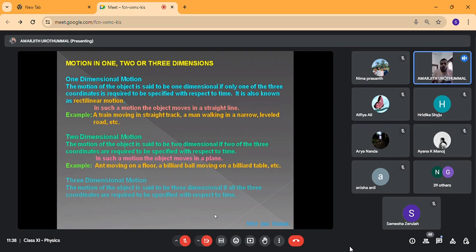When we normally walk, what all things do we have? Left, right, up, down, front, back. Among these three, which ones do we have when we are normally walking? We can walk front to back. Left to right. Front, back, and left, right. So it is an example of two-dimensional motion.